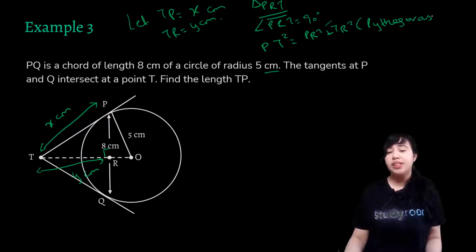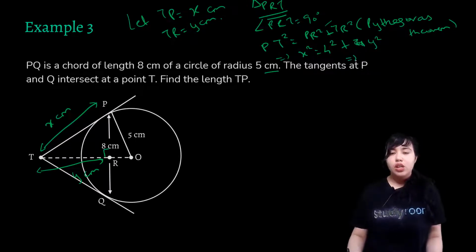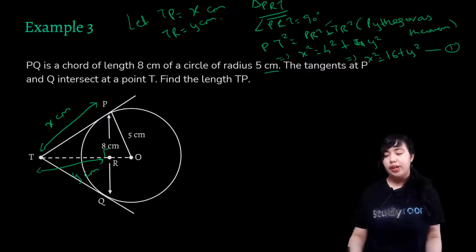If you are a person who hates similarity of triangles, this can be a good option for you. So PT we took to be X, so X square is equal to PR, which we just saw was 4, so it becomes 4 square plus TR square. Instead of TR square we can now write Y square. So X square becomes equal to 16 plus Y square, and you can make this equation number 1.